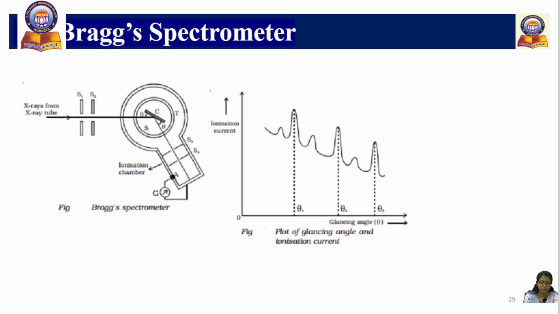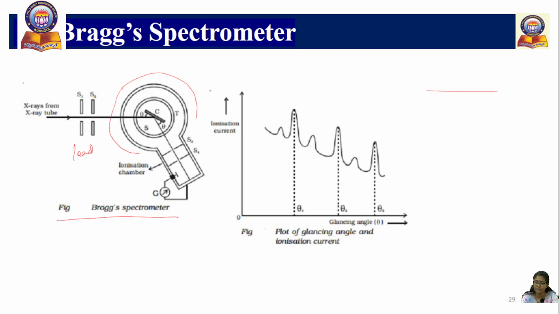You can see from this diagram on the left that X-rays are coming out from a tube, and then they are made parallel via these slits made of lead. We need to use heavy metals because otherwise X-rays will penetrate through the metal. Now we have a circular rotating apparatus which we can rotate to change the value of theta.